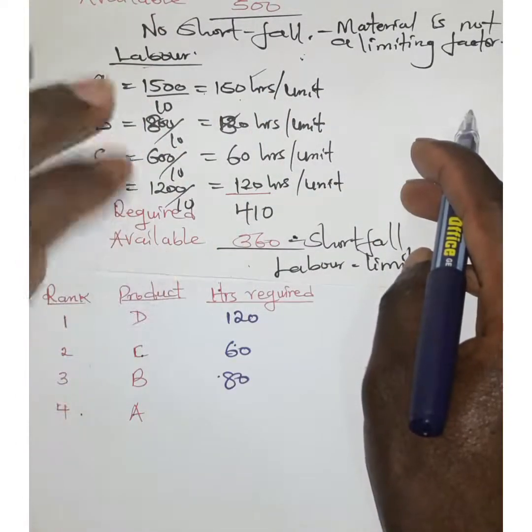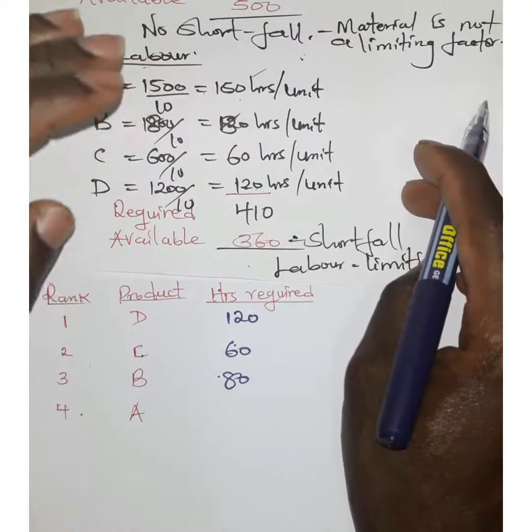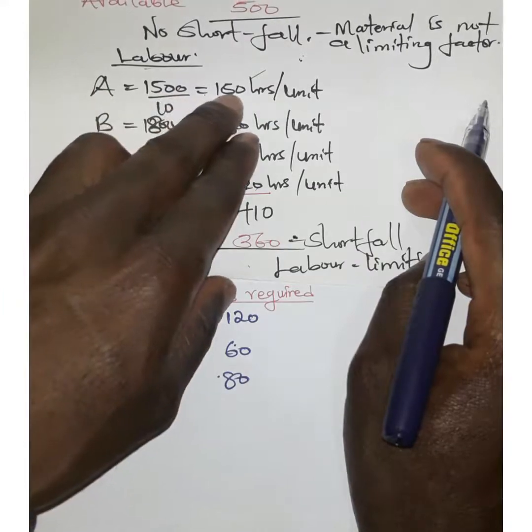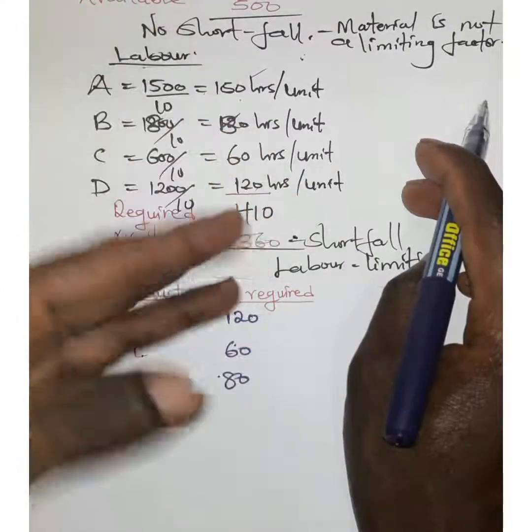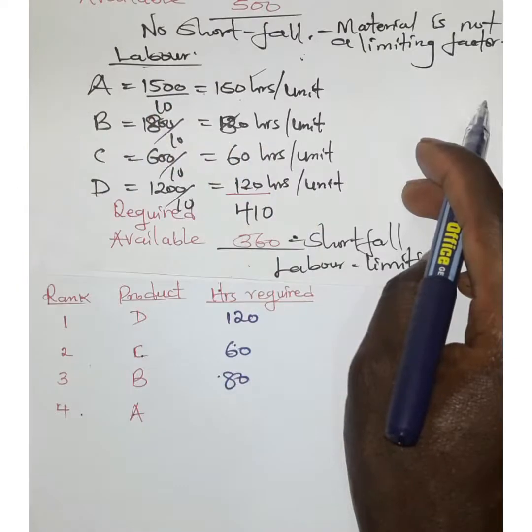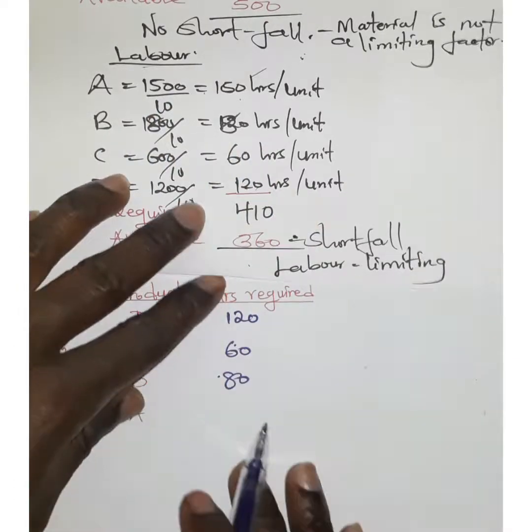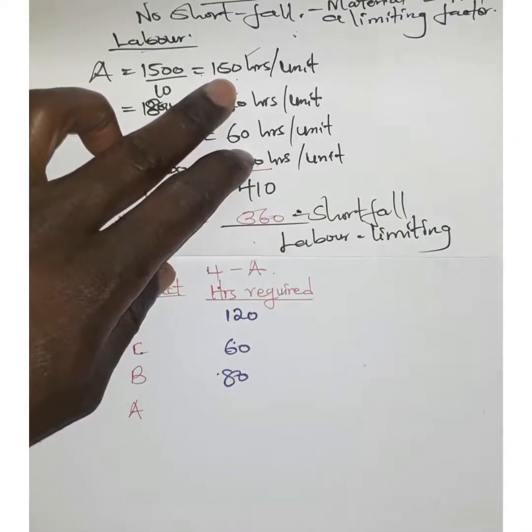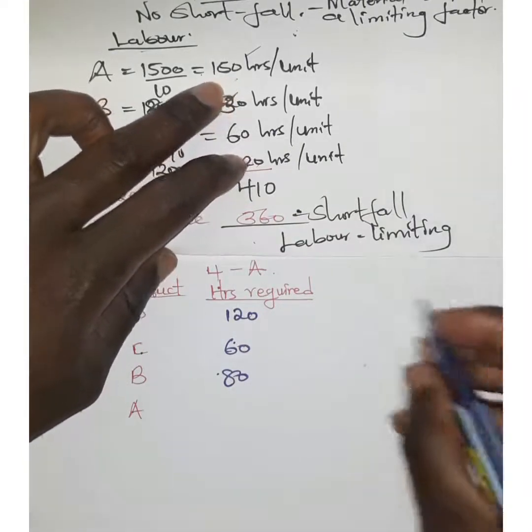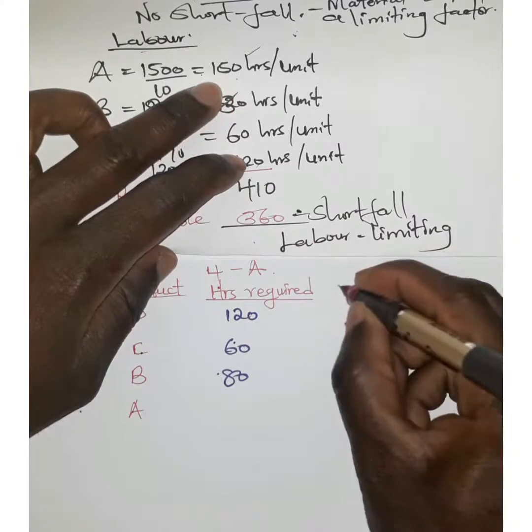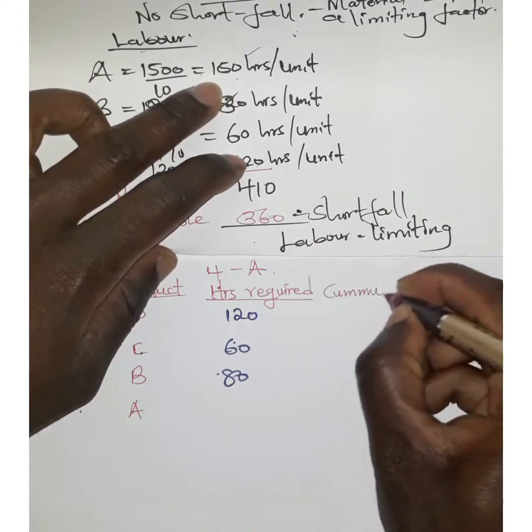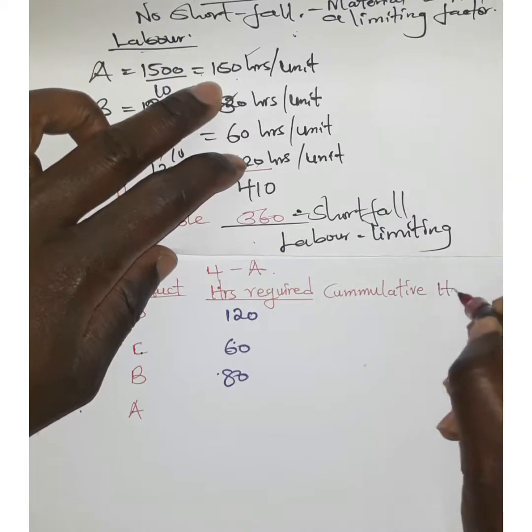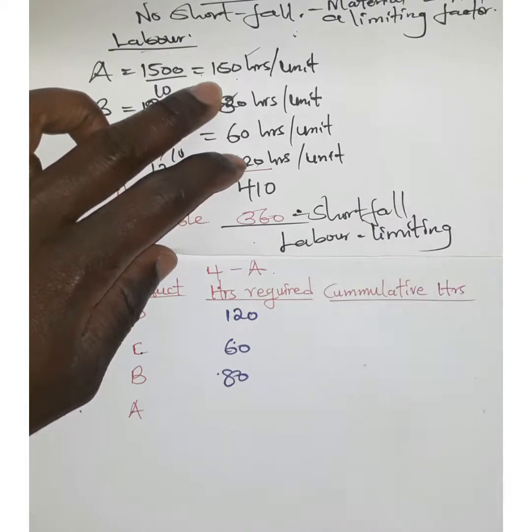It must be less because we realized labor is a limiting factor. To be more specific, we are going to narrow down to product A that will not be allocated 150. If you allocate 150, it means that actually there was no limiting factor in the first place. So how do we get how much to allocate? If not 150, it must be less. It means that now we talk about the cumulative hours, which will actually give us how much to do.